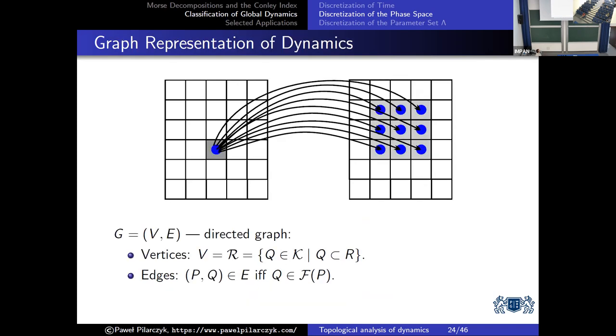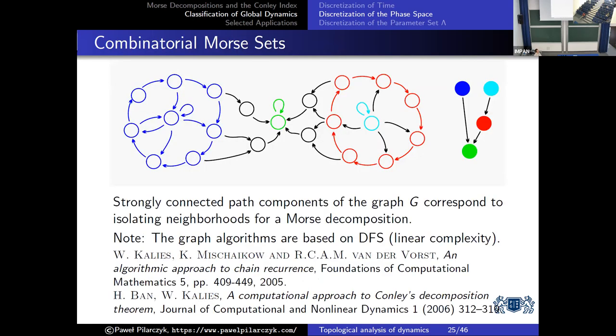And we represent this map in terms of a directed graph. Each node of the graph corresponds to a box in the phase space, and each edge, or directed arrow, corresponds to the mapping. It turns out that this simple representation can be used to obtain all the information we need. So we run graph algorithms. In fact, we find strongly connected path components of the graph. This is the computer science part of this project.